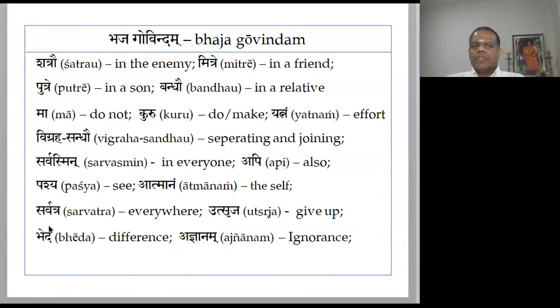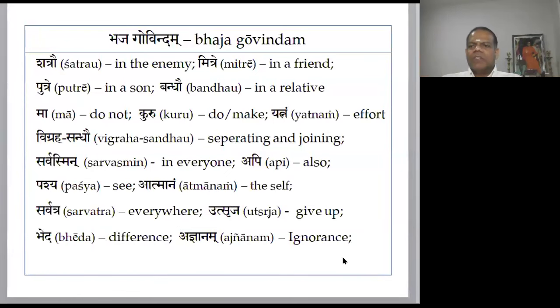And then the next line is sarvatra. That means everywhere, in every place, or in all situations. Utsrija means to give up. In a simple way, I would say give up. Everywhere you should give up. What do you have to give up? Bheda. Bheda means differences, which come out of ajnanam, ignorance. Thinking that somebody else is separate from us, or different compared to us, is due to ignorance, is what the verse says.